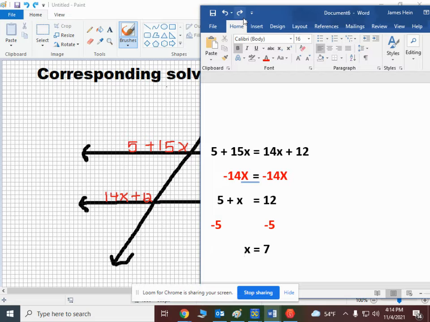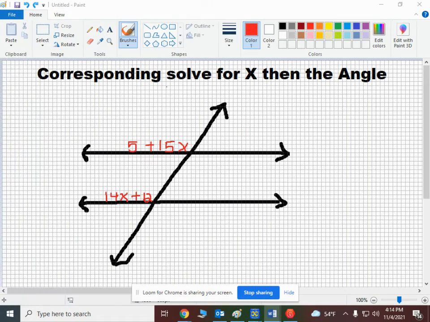What we want to find out is what is the value of the angle. And so what we can do is we can take x and we can substitute it for either one of the expressions to find out what the angle is. Okay, so let's do that now. So we know that x is 7, and so I'll just use the top first.